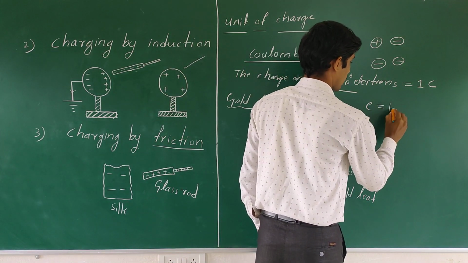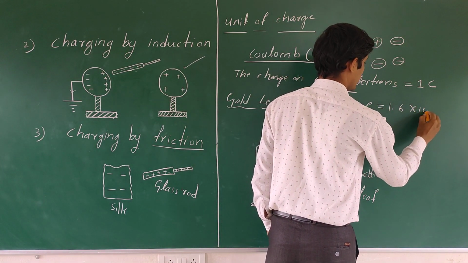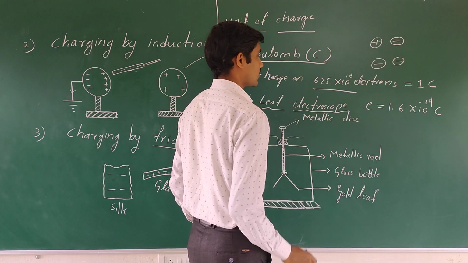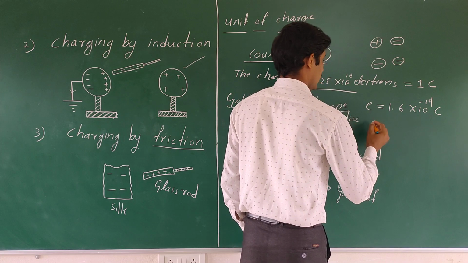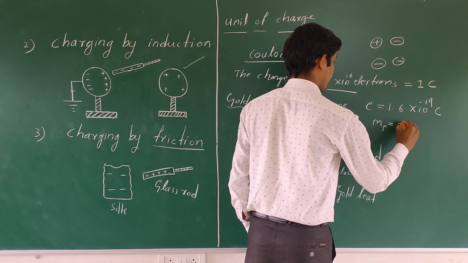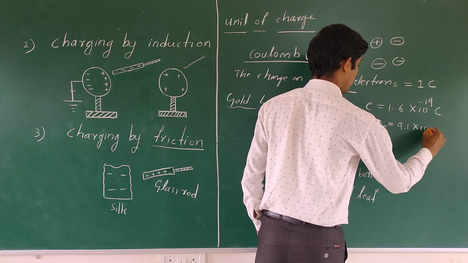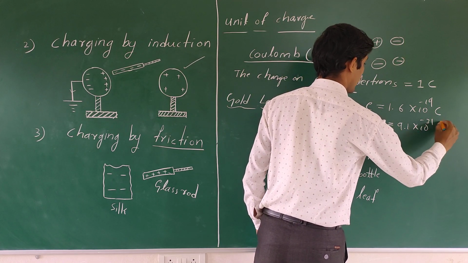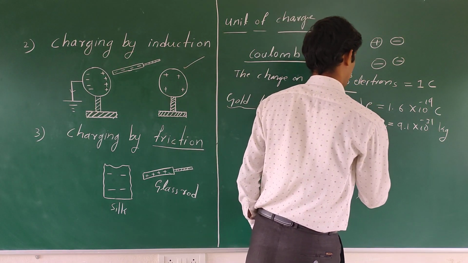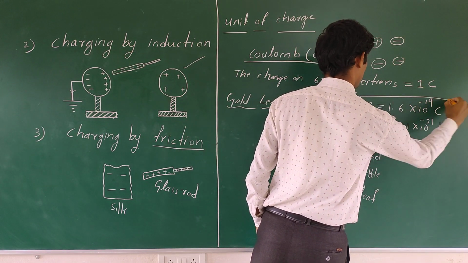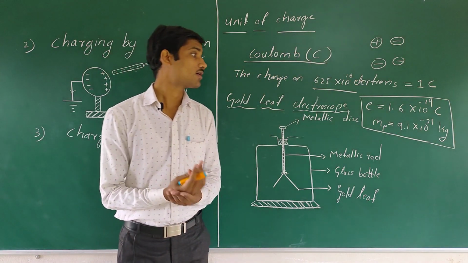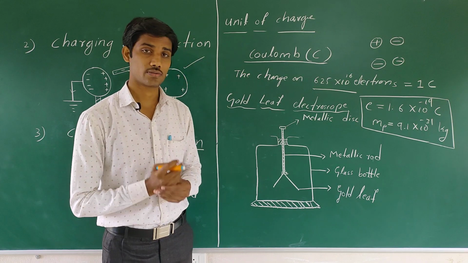That is 1.6 into 10 raised to minus 19 coulomb. Okay. Then the mass of the electron is 9.1 into 10 raised to minus 31 kg. So these are the basic points you have to keep in mind: what is the charge on the electron, and what is the mass of the electron, because in further cases we are going to use them.